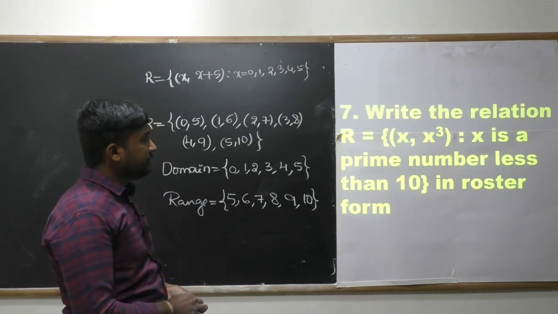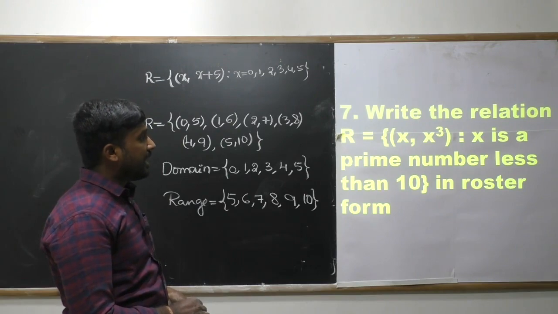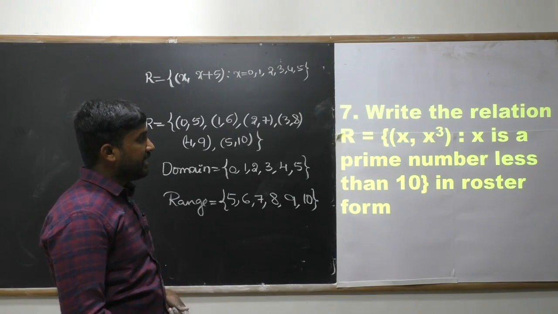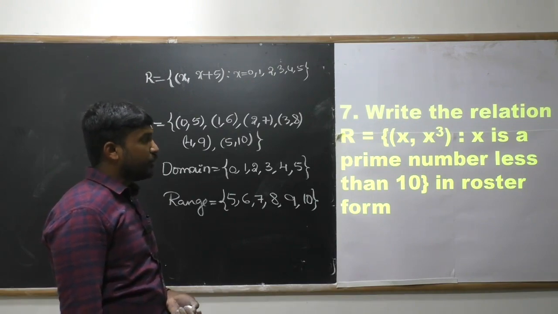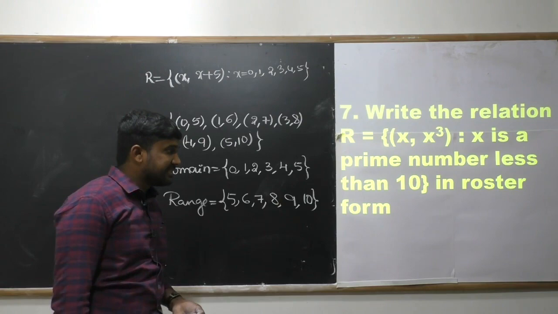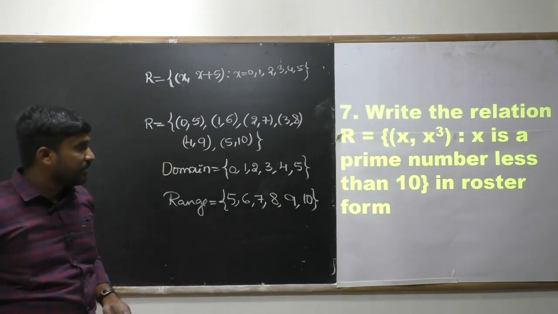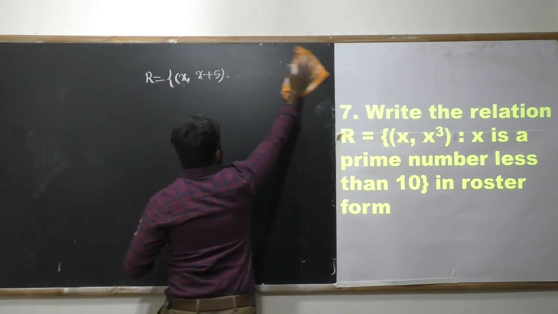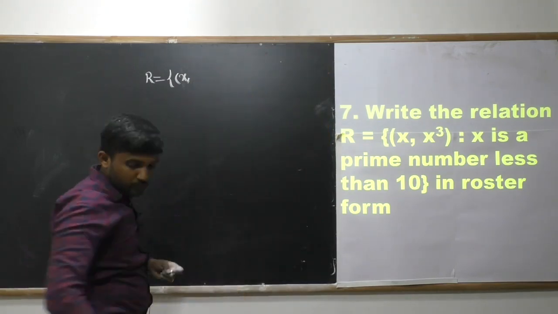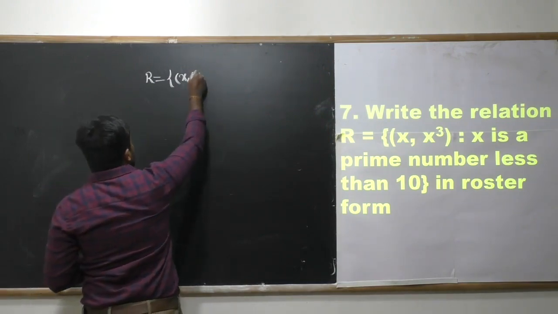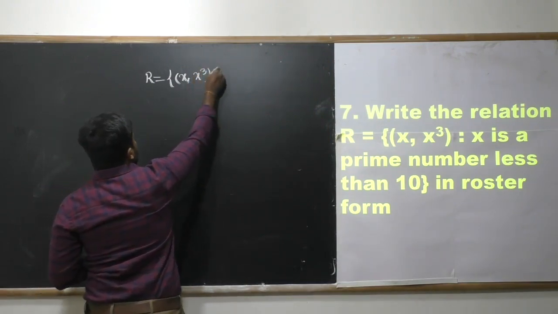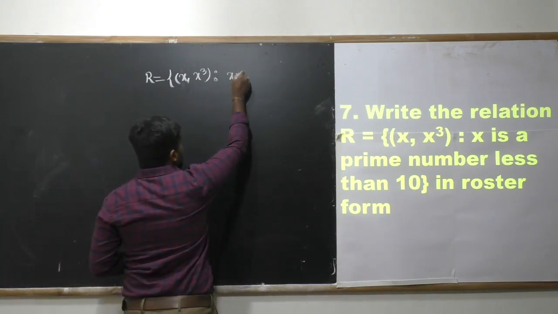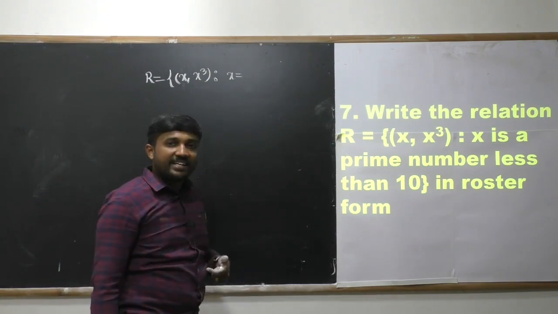Next, write the relation R. How they defined R? R is equal to set containing ordered pair x comma x cube, where x is a prime number less than 10, in roster form. Simple problem. Just like this question only. Here, how they defined the relation R? R is equal to set containing ordered pairs x comma x cube. What is the x here? X is a prime number less than 10.